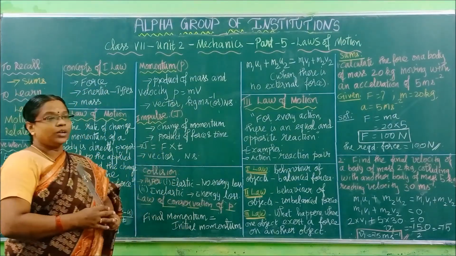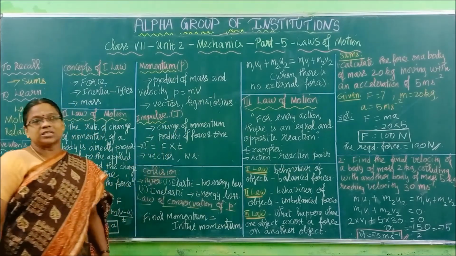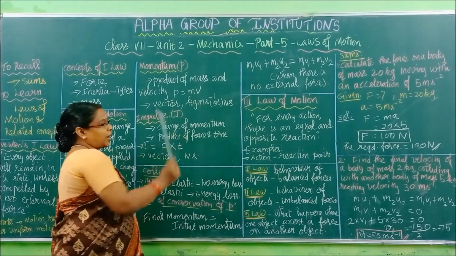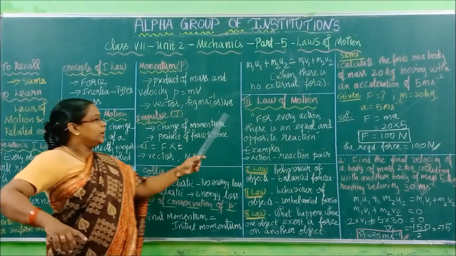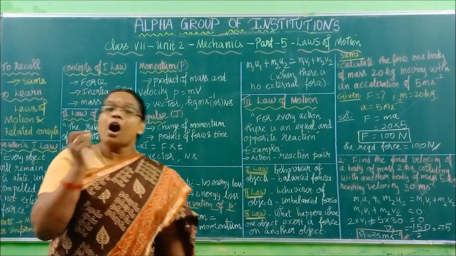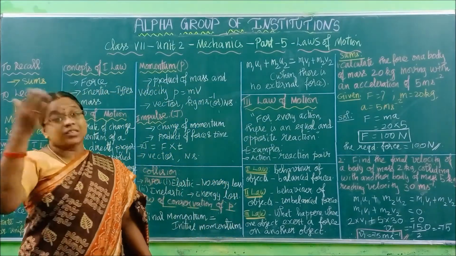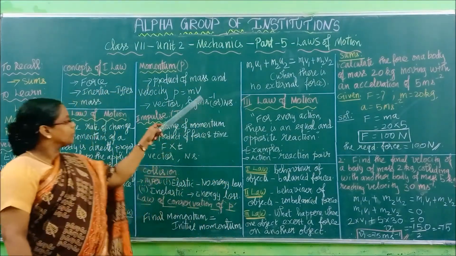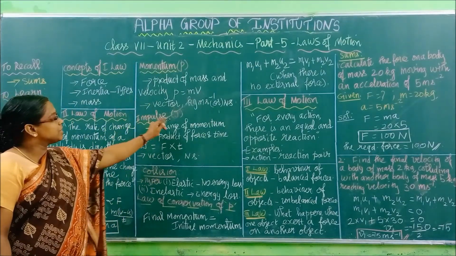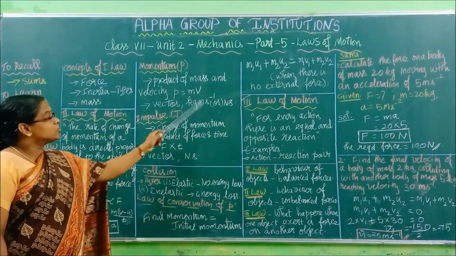Now what is its unit? The mass unit is kilogram and the velocity unit is meter per second. So the unit of momentum is kilogram meter per second. It also has another unit, Newton second. You will learn how Newton second is the unit of momentum in your next year, 8th standard. Now what is momentum? Its symbol is p. It is the product of mass and velocity. Its unit is kilogram meter per second, and also Newton second.